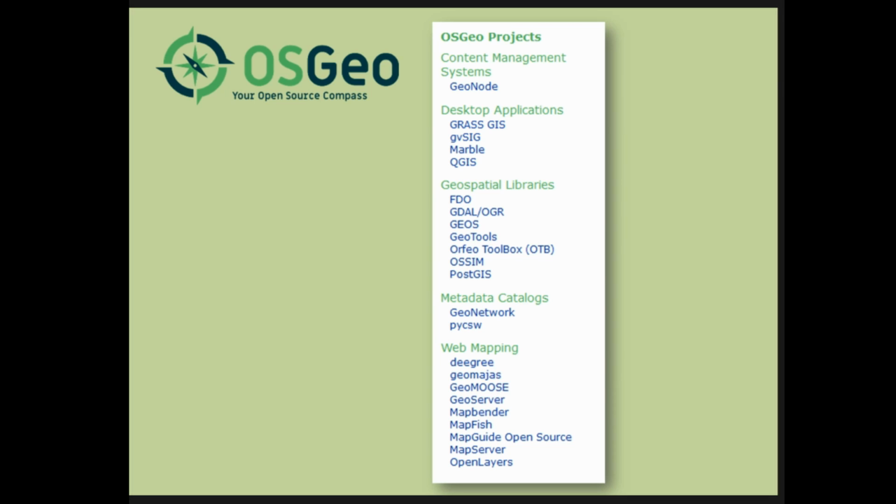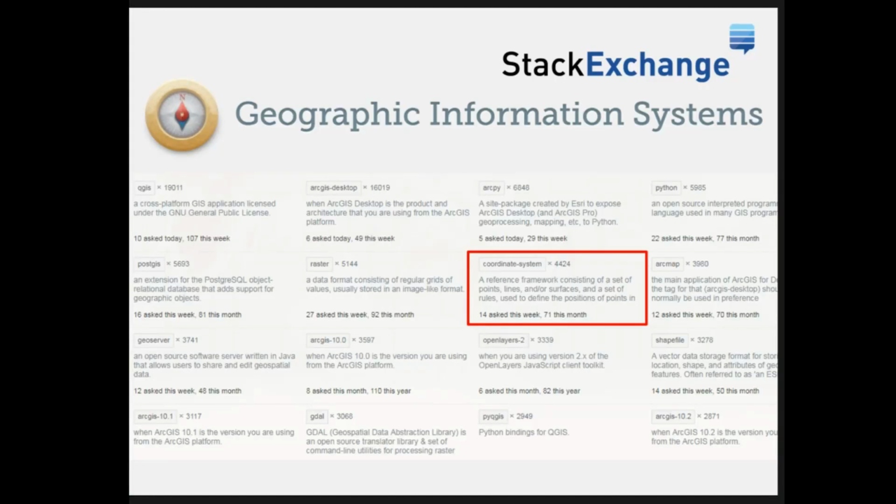You've got content management systems, catalogs for geodata, desktop applications and web mapping facilities. So when you say, okay, we'll be using open source geospatial software, and you come to this page and wonder where you should start, my personal advice would be to start with GDAL and OGR. For what reason? Because this is a geospatial library which allows you to perform reprojections and format conversion.